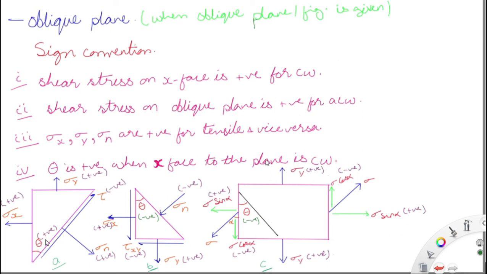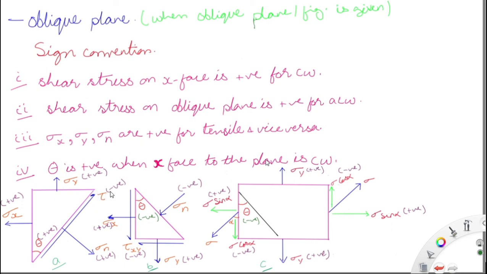Now in the second question, in plane, shear stress on the x face is positive for clockwise, and shear stress for an oblique plane is positive for anti-clockwise. So this is the shear stress, then opposite of that shear stress will be along this, and this will give you a clockwise moment, because this is upwards and the other will be along downwards. So that's why this tau shear stress is a negative one.